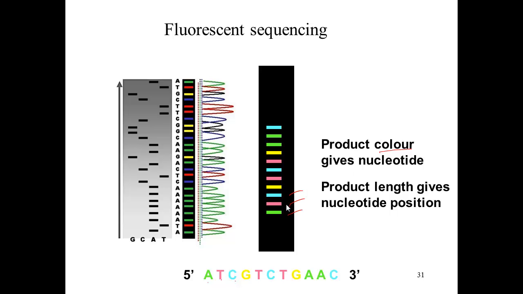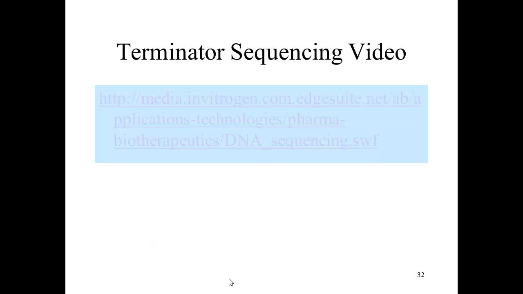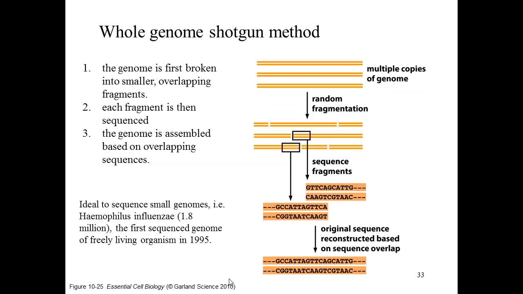the color gives the identity of the nucleotide because the different bases have different color fluorescent molecules attached to it, and the length gives the nucleotide position. The smallest piece is indicative of the first base, the next one is the second base, and so on. If you have any confusion about this process and you haven't watched it yet, I highly recommend watching this sequencing video. Once we've sequenced individual clones, now we have to assemble them.